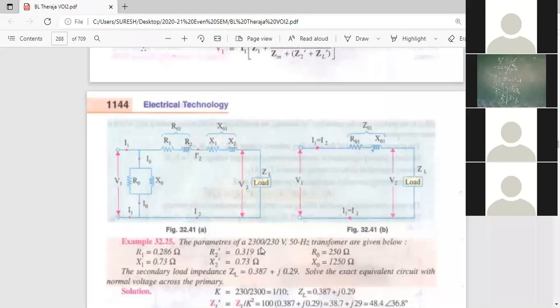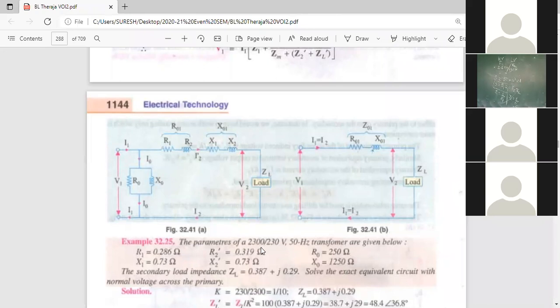Okay. And what is this R1? R1 and X1. What are R1, X1? Resistance and reactance of primary coil. What are R2 and X2? Resistance and reactance of secondary coil. Here they are giving wrong.